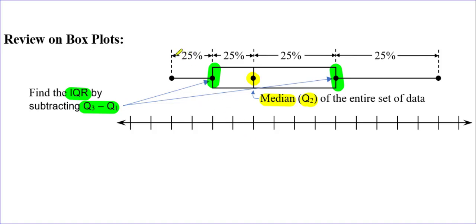So from the lowest value up to Q1, that's 25% of the data. From Q1 to Q2, that's 25% of the data. From Q2 to Q3 is the next 25%. And finally, from Q3 up to the highest value is the last 25% of the data.